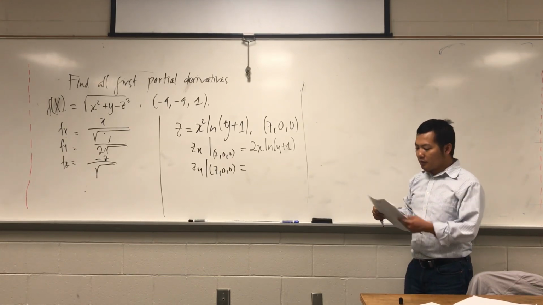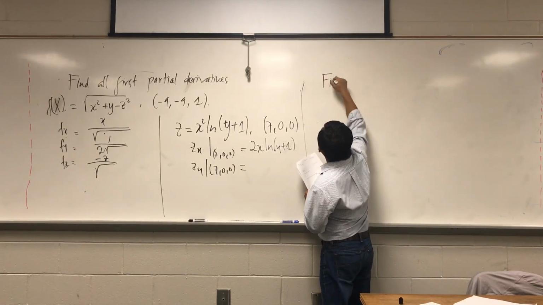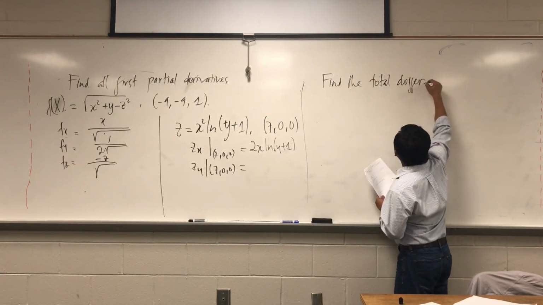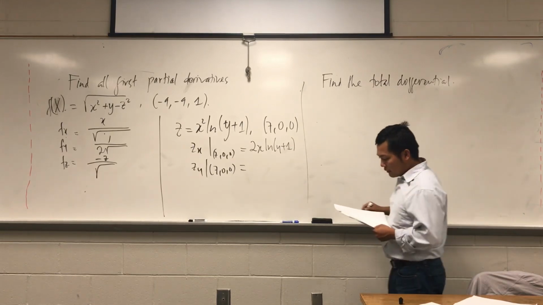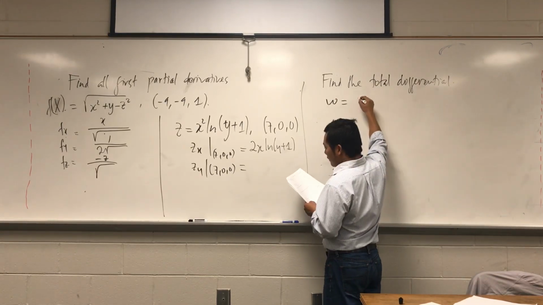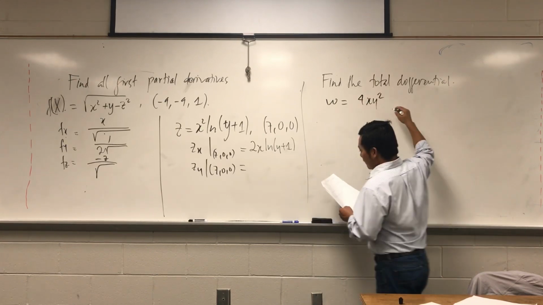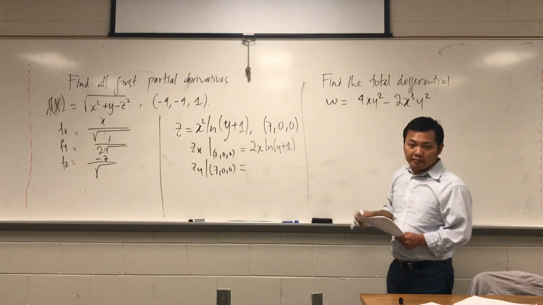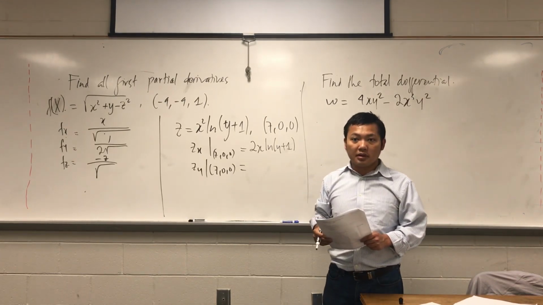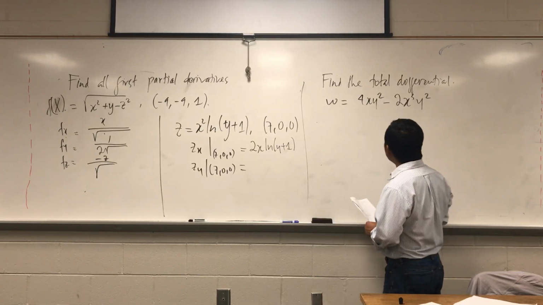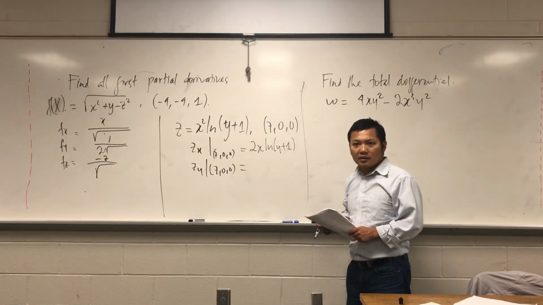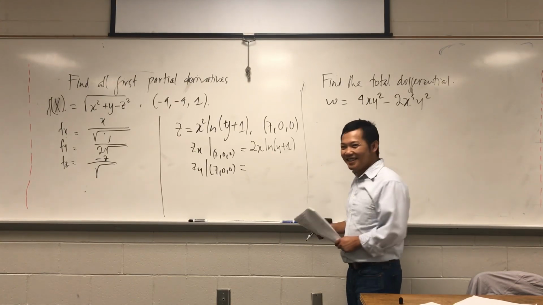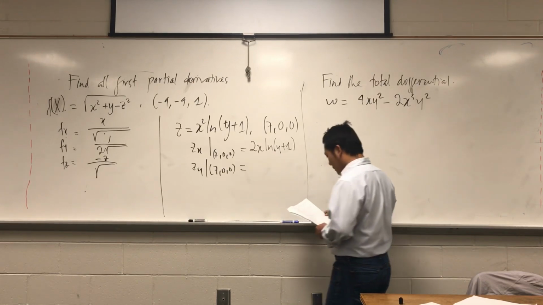Next question, find the total differential. Total differential of w equal to 4xy squared minus 2x cubed y squared. So basically, you have to find partial derivatives with respect to x and y. Do you need me to solve that? No need. Just copy that.